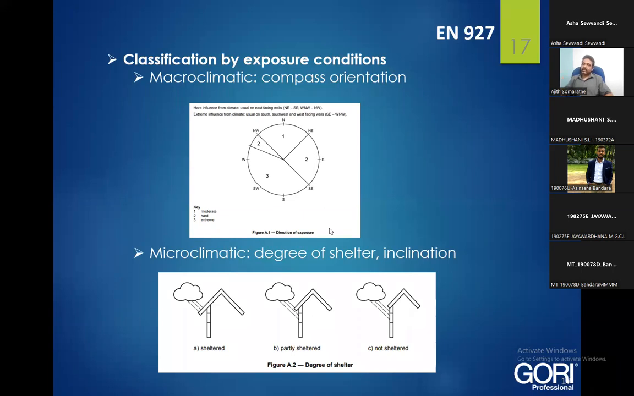right? Then the degree of shelter is also a concern, and inclination also. I don't have any image for inclination because nothing is mentioned in the code, but I will show how inclination affects. But shelter, the degree of shelter: you will have seen that, let's take a window, some have a canopy like this, some a little canopy, some no canopy. In such an application, if it is sheltered, the risk will be less. If there is no shelter, then there may be a higher risk, right?